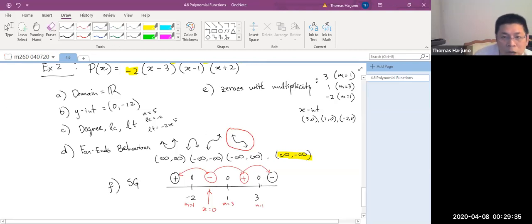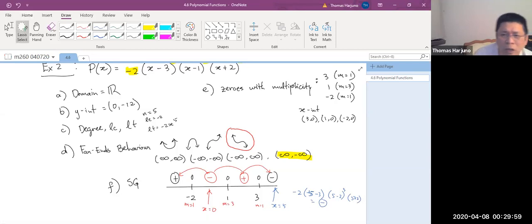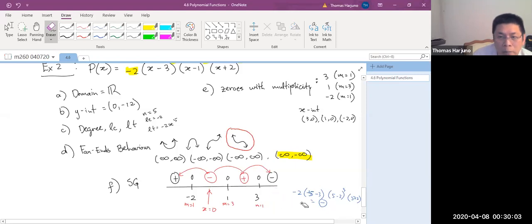Of course, don't forget you can always use the primitive way. For example, you choose when x equals 5. What's the sign, right? Negative 2 times 5 minus 3, times 5 minus 1 cubed, times 5 plus 2. And then you compute, oh, I get negative very big numbers like that. Okay, that's the worst situation. But at least using the multiplicity of the zeros, we can get the sign graph a lot faster.